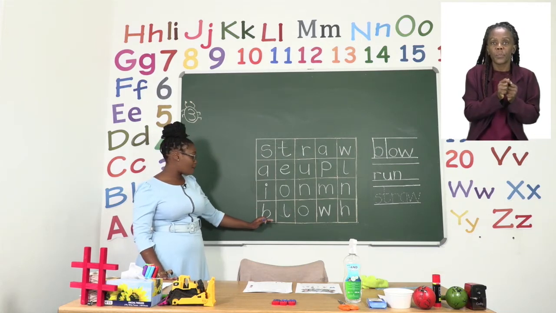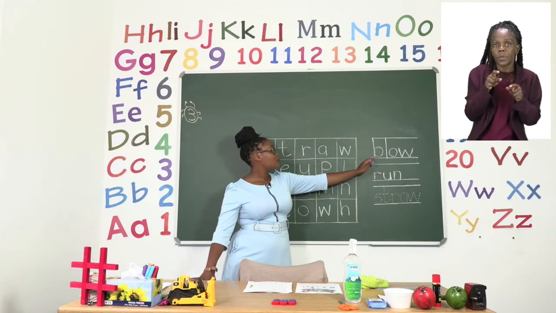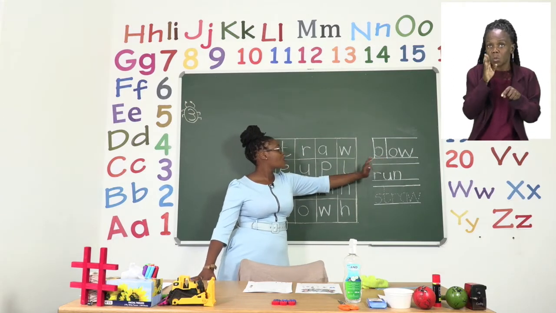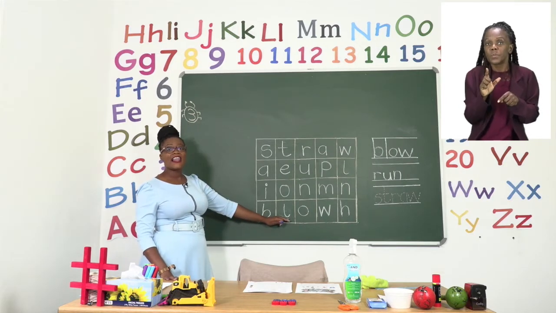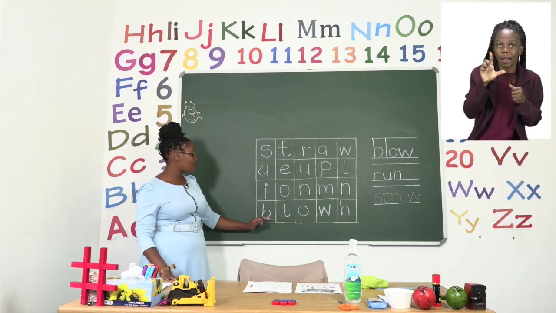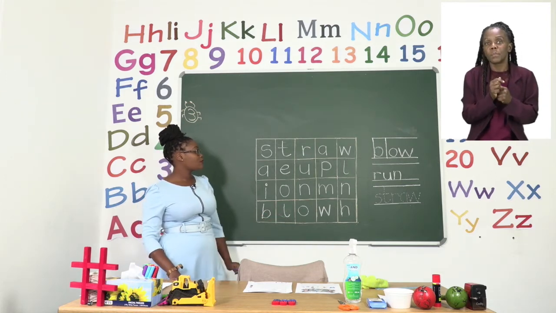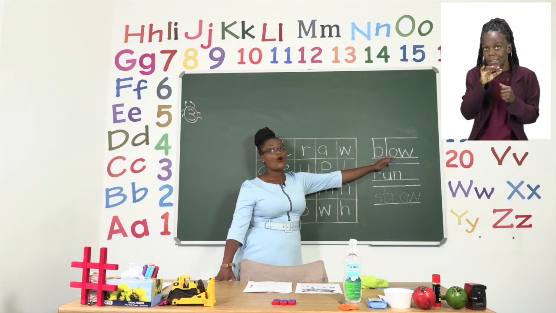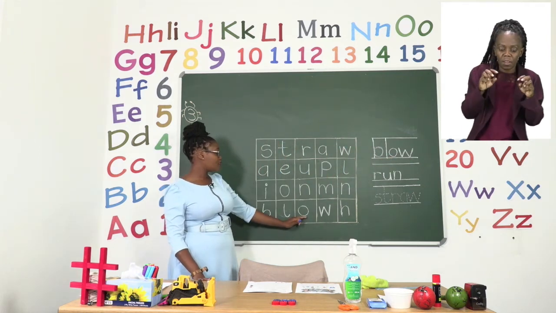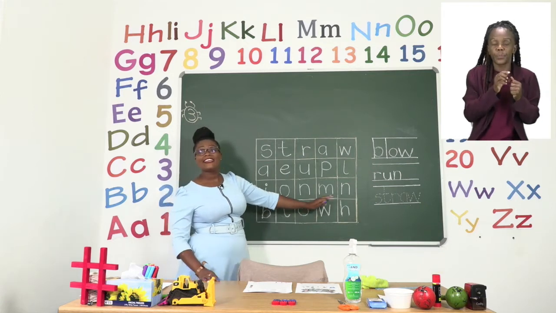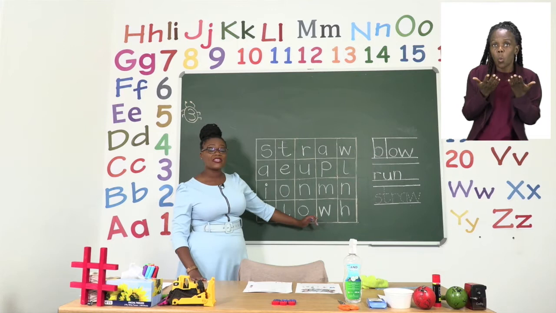So now we need to check. We have our B here and our B there. Now we are looking for a L next to the B. This is our L. So we are going to say B, L. Now we're looking for our O next to L. And we have an O. And the last one is the W. And the W is there.